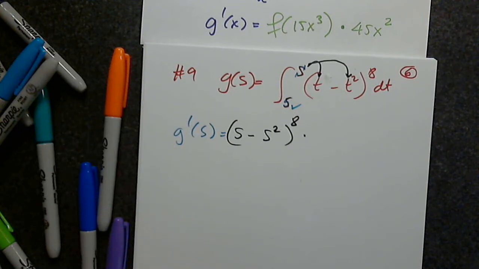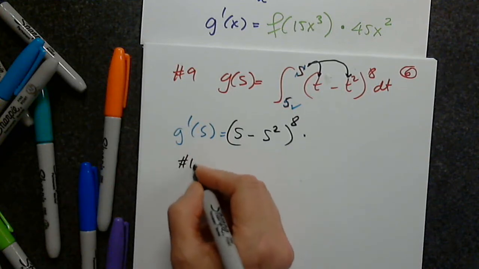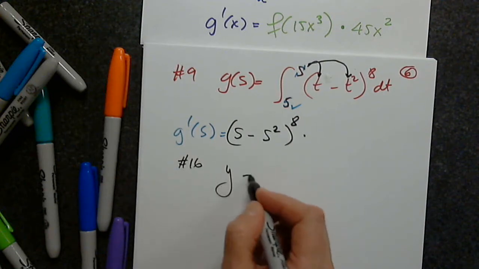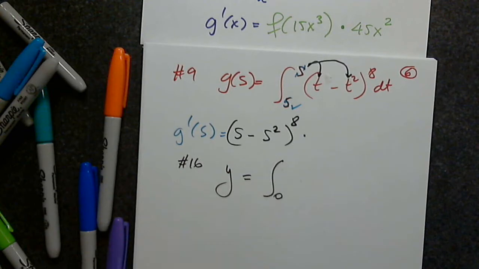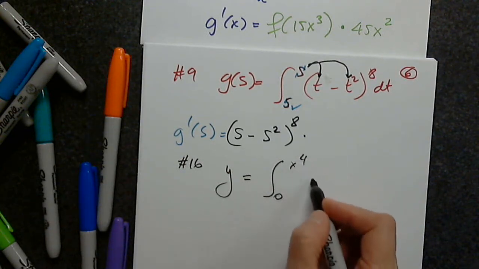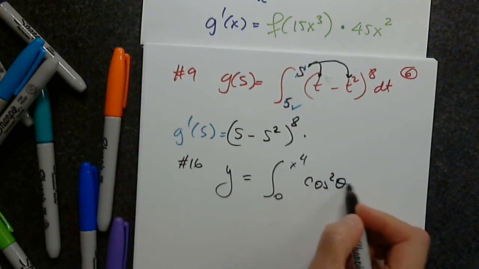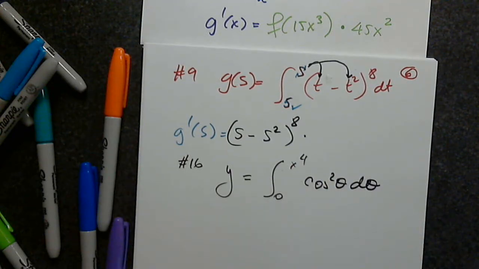Right? Okay, 16. We have a function y, which is the integral from 0 to x to the 4th, yes, of cosine squared theta d theta.